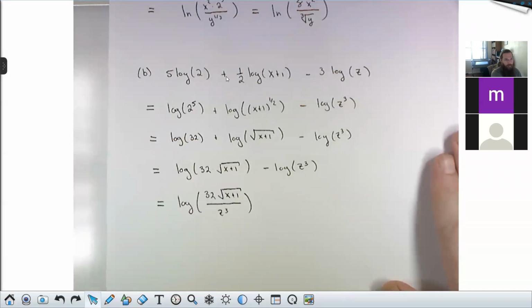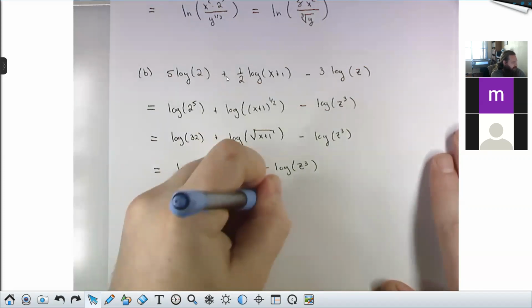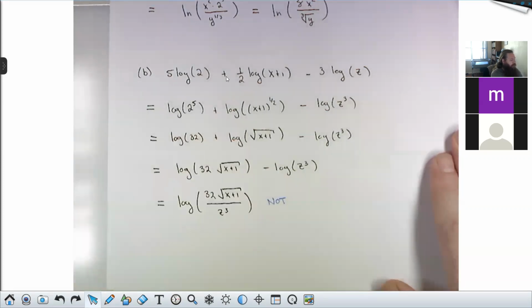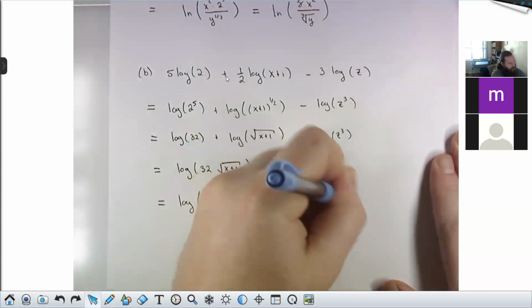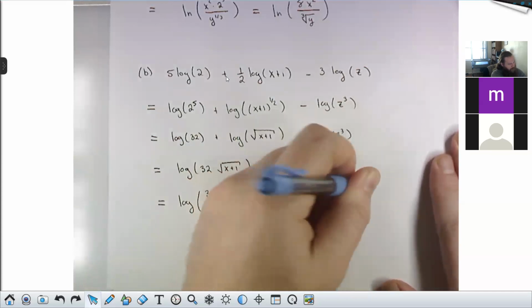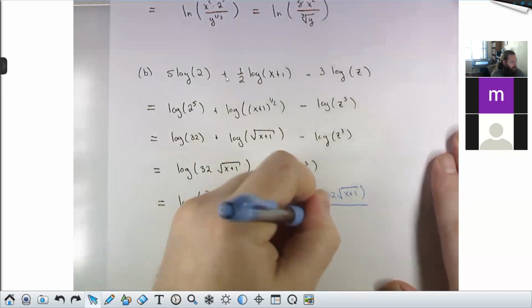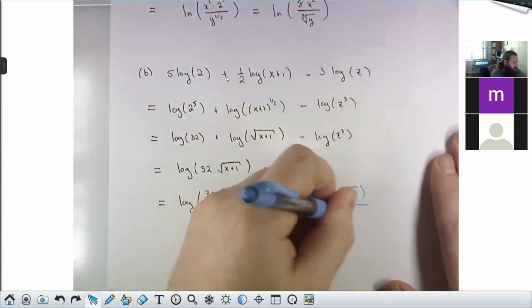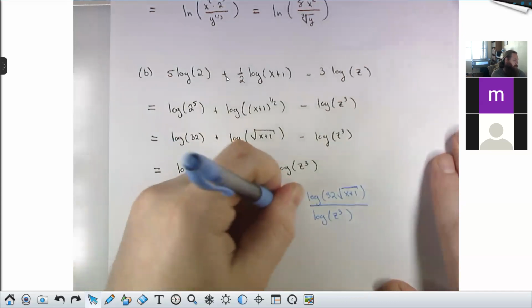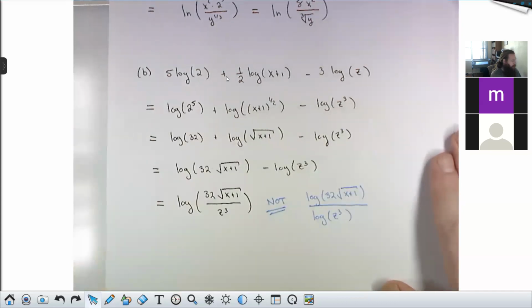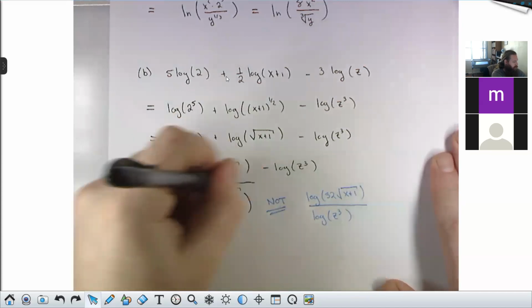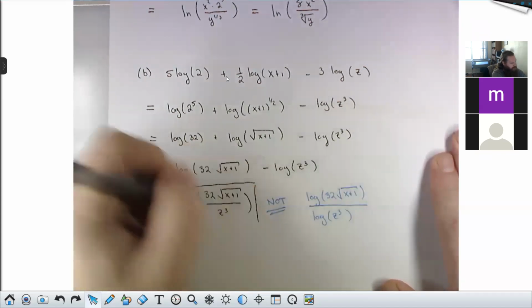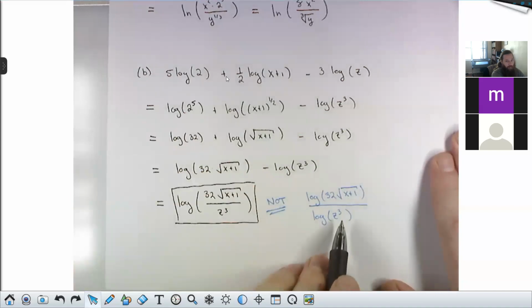Now I want to make a quick comment here. Probably the most common mistake I see would be writing this last step as log 32 times the square root of x plus 1 divided by log of z cubed. But these are not the same thing. This is your correct answer right here. And it's very, very different from this.